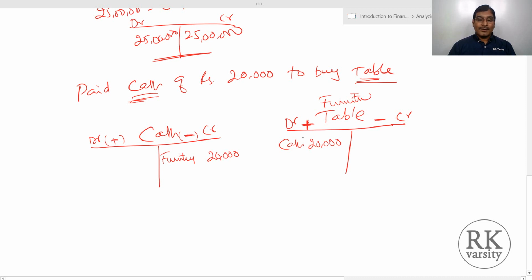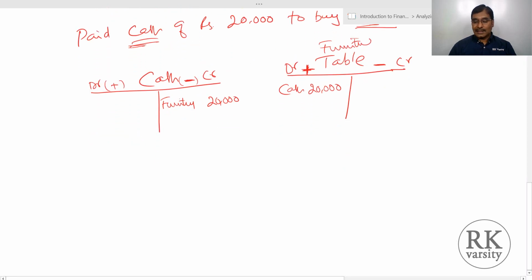Hope you are getting my point. Simply you have to see whether asset, liability, owner's equity, revenue or expenditure are increasing or decreasing. If asset increases, you have to write on the debit side. If asset decreases, you have to write on the credit side. Now we look at a liability.